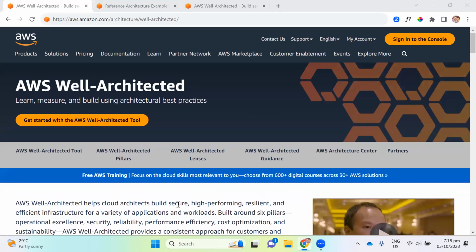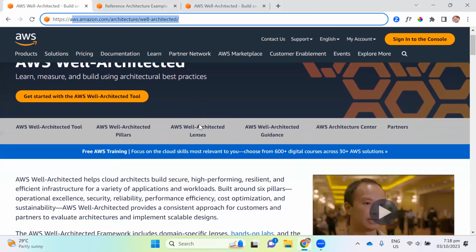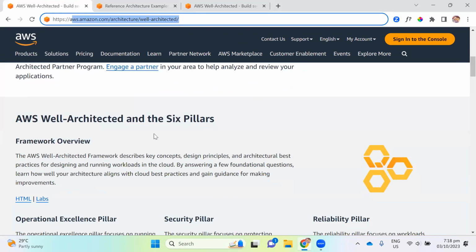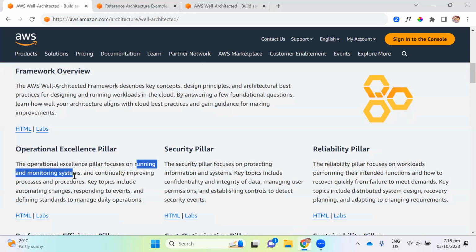So, how do you access that? Just Google it, AWS Well-Architected Framework, and you should get to this particular URL, right? And now, what are the six pillars here? The number one pillar is the operational excellence pillar. It is focusing on running and monitoring of systems and continually improving the process.